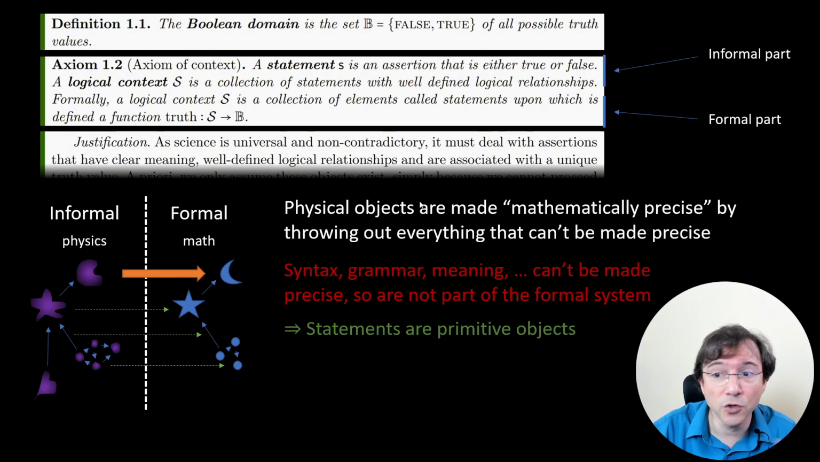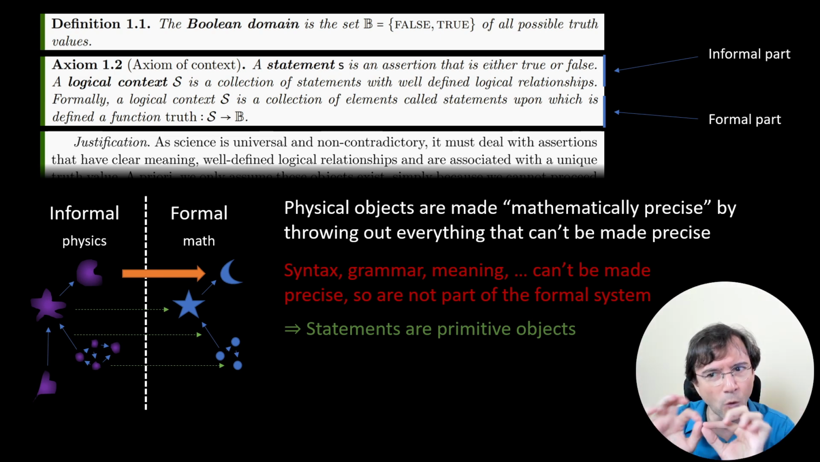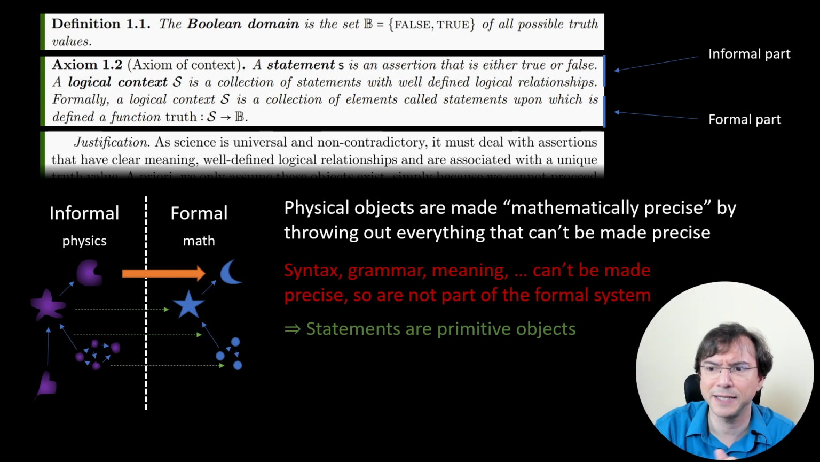And so what we do here is that things like the syntax, the grammar, the meaning of each statement, since they cannot be made precise in a way that is formally precise, that is good enough for math, we just leave outside of the formal system. So from the perspective of the formal system, the statement is a primitive object. It's not decomposed into predicates, subjects, and all of that. No, it's just one thing as it is.